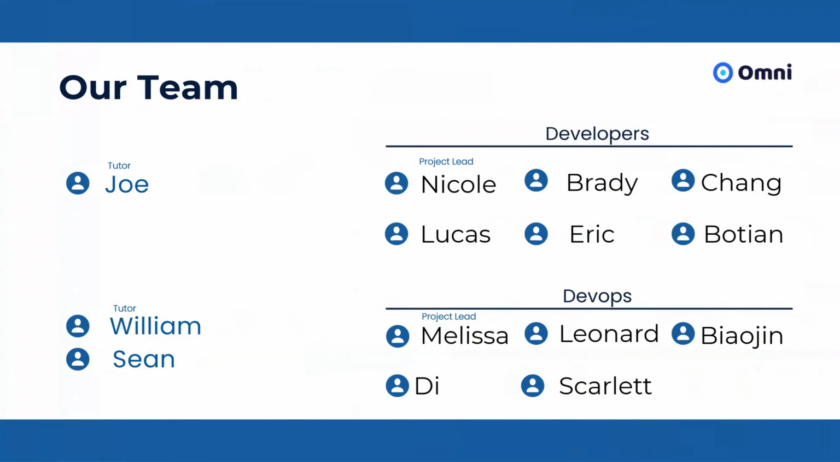And this is our team structure. We have 6 developers: Nicole, Brady, myself, Lucas, Eric, and Botian, and 5 DevOps members: Melissa, Leonard, Belgian, Dee, and Scarlett. We are supported by our tutors, John, William, and Shane.